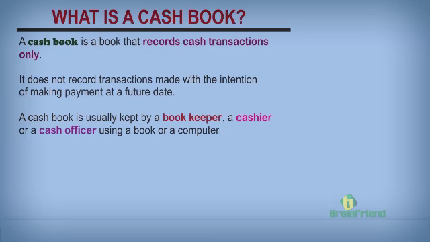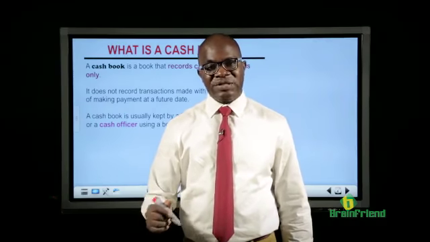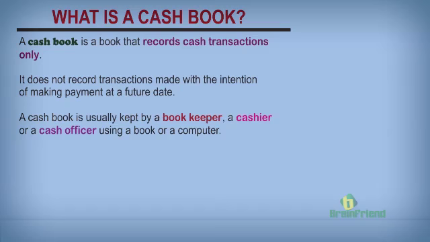A cash book, therefore, is a book that records cash transactions only, which is to say, when you buy items with the intent of paying at a later date, it is not recorded in a cash book. If you buy items and pay partly for the items bought, only the portion or amount that the seller has received from you will be recorded in the cash book. The cash book is usually maintained by a bookkeeper, a cashier, or a cash officer.